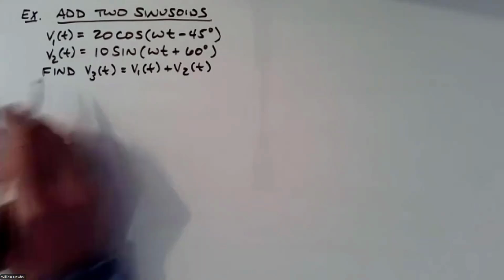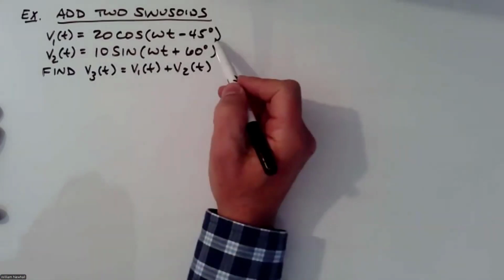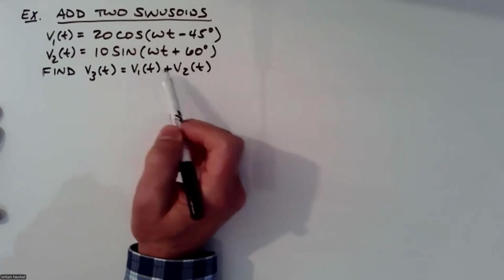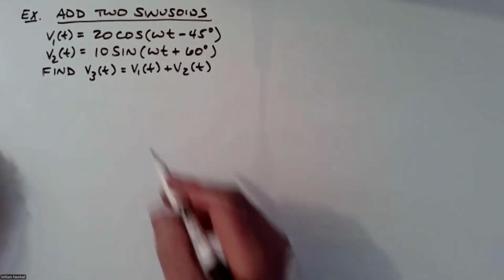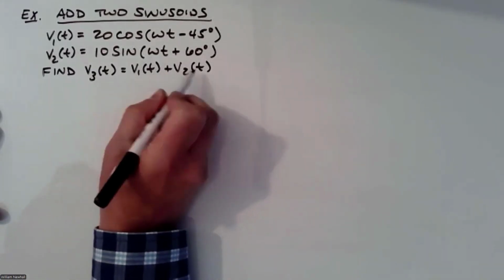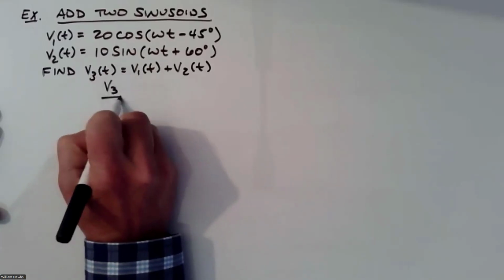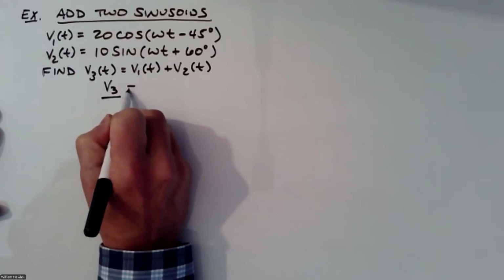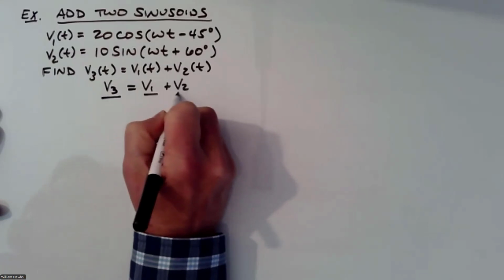And the way we're going to do this is we're going to use phasors. And like I said on the previous slide, if you add two sinusoids in the time domain, you can equivalently just add the phasors in phasor form. So I'm not going to try this. I'm going to do this. I'm going to say V3 phasor, when I underline, I mean phasor here. Okay, so V3 phasor is V1 phasor plus V2 phasor.